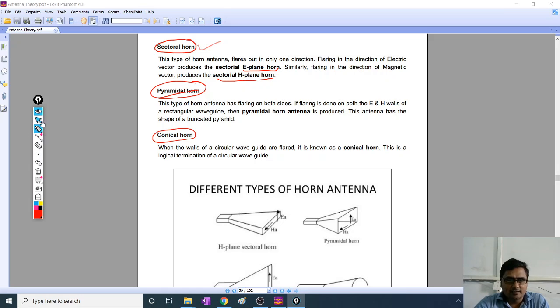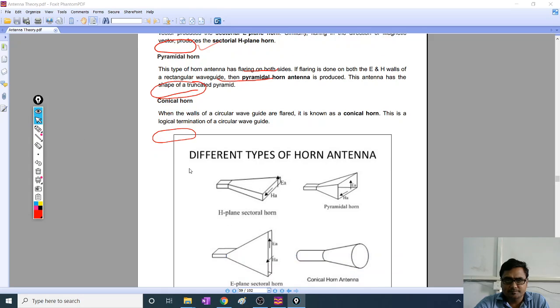Let me now look at this image. This image is spread in this direction, that is in H direction. Look at its height, that is vertical direction, it is very less, but it is spread more in horizontal direction. So that's why it is H plane sectoral horn.